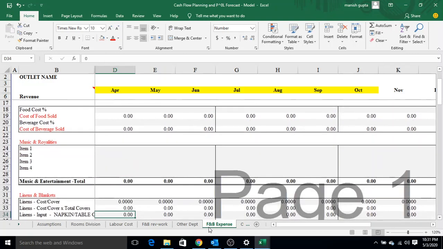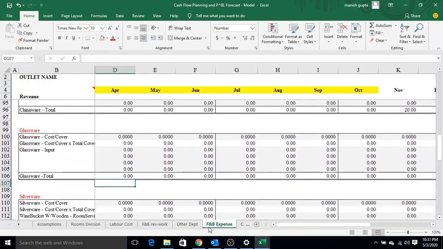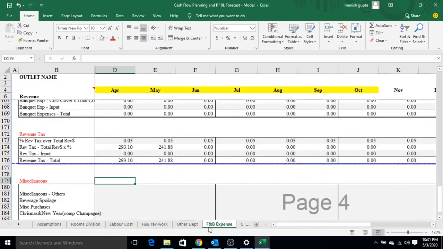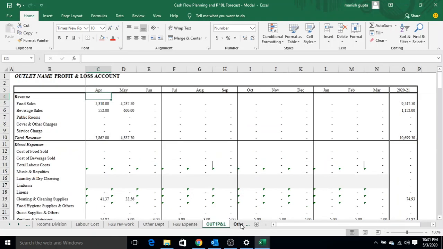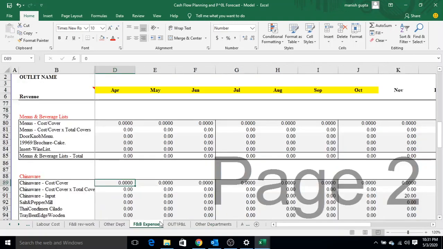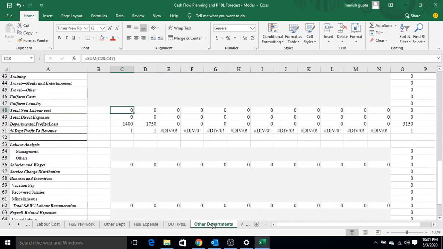Music royalties are usually fixed, linens similar, per cover, and then the fixed cost. So you can make an estimate on every line of expenses, how much is variable, how much is fixed, and you can make a plan for those. And then you can do a similar thing for other departments. So other departments also: cost of sale, other lines of expenses, in detail, your administrative expenses.